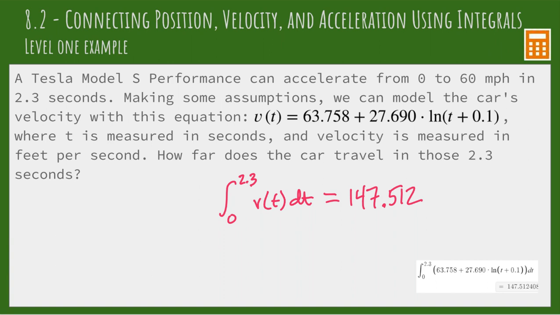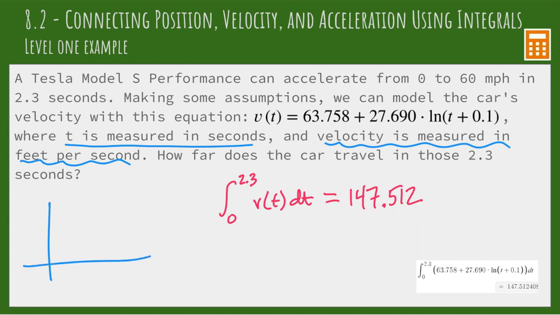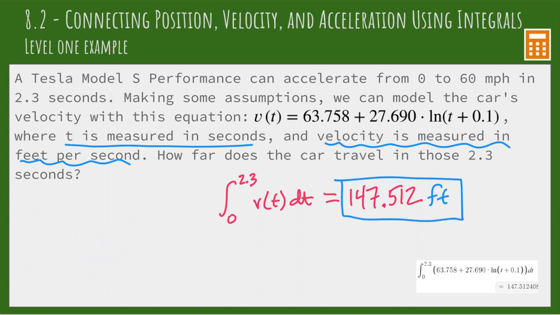Notice that in the problem we're given units. So t is measured in seconds. Velocity is measured in feet per second. So if you imagine the area problem here that we're solving, velocity is measured in feet per second. Time is measured in seconds. So when we find an area, we're going to be multiplying those units. Feet per second times seconds is going to give us feet. So during those 2.3 seconds, the car will have traveled 147 and a half feet roughly.